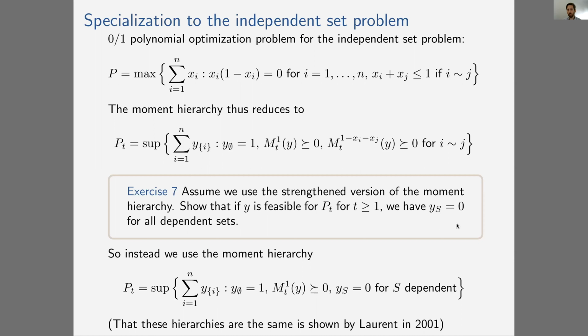You need to show the reverse of this: that if you have the normalization constraint, the moment constraints, and the constraint that y_S is equal to 0 for all dependent sets, then you get the localizing constraints. But that's a little bit more difficult than this exercise, so for us it's not important. You basically just need to know that this still gives upper bounds.